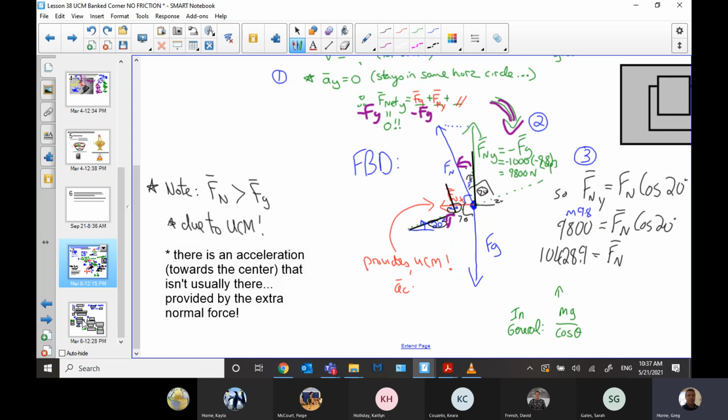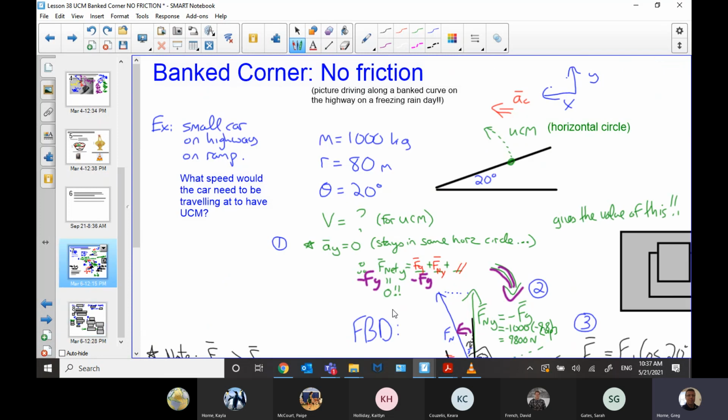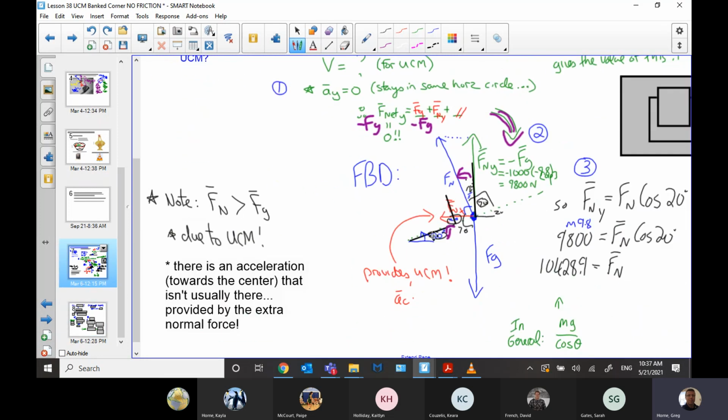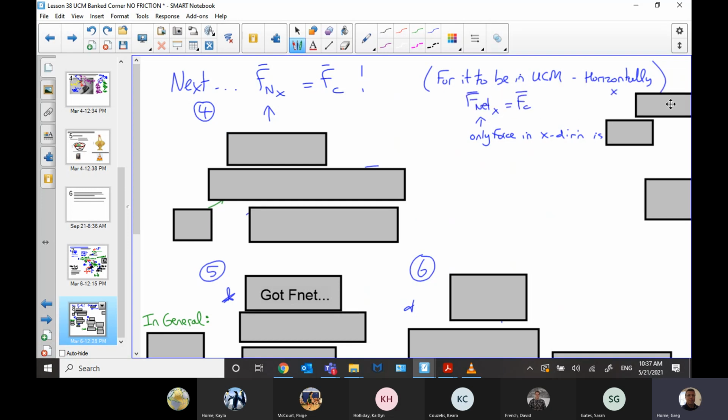So the next step is to figure out that X component, right? We know that X component's providing uniform circular motion. So the x component provides the force for circular motion. For it to be in uniform circular motion, the only force on it in the x direction would be the centripetal, and there's only that normal force in the x direction, right? That's how I'm analyzing that this is true, right?